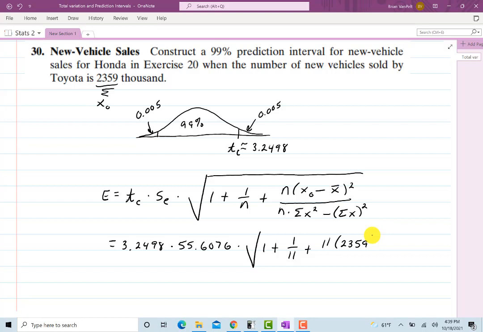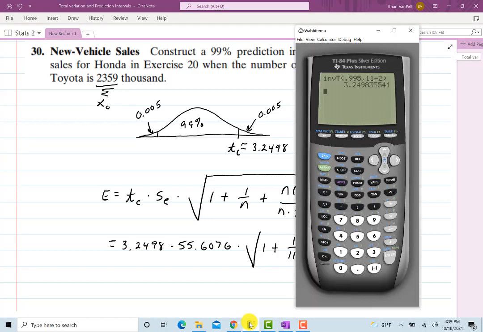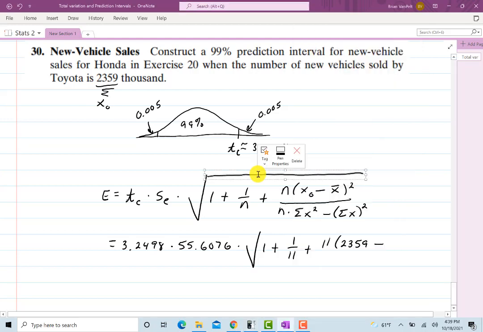Minus, now x bar I haven't grabbed it yet. Let me see if I can find it. It's easy enough to get if you don't have it. All I got to do is go to Stat, Calc, and just do 1 variable stats. You can do 2 variable if you want, but I'll just do 1 because all I need is the x bar right here. My x bar is 2183.